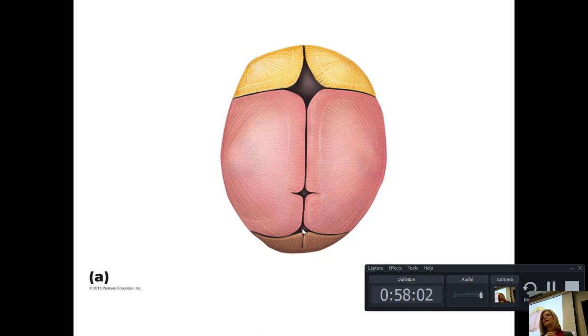Now if a baby is fluid overloaded or has fluid over the brain, you'll see these fontanelles bulging. Sometimes when a baby's crying really hard, you can see it pulsing with their heartbeat. That's normal. If a baby is dehydrated, you'll see a sunken fontanelle. That's a very bad sign, because it means they're really low on fluid, to the point of having a sunken fontanelle.